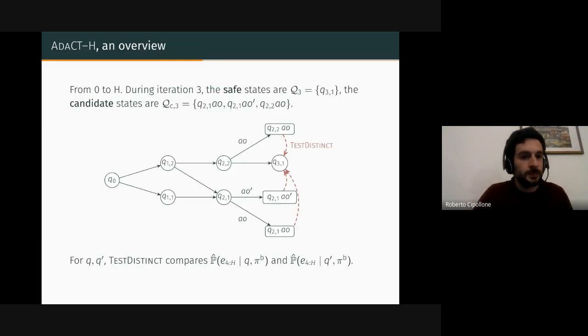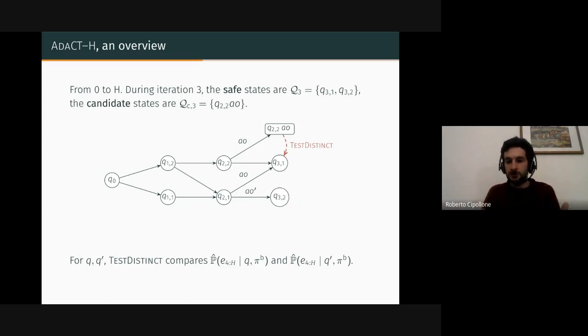Okay, let's describe how this works. Because the states are partitioned into layers, we can iterate from 0 to H, solve a layer, and then go forward to the next time step. Suppose we are in iteration 3 and we are trying to solve this layer. The circles are safe states, so these are learned and not changed anymore. But the square nodes are candidates, so they will be compared against safe states and merged or declared distinct. So basically, it's a state merging algorithm. We test this one, for example, against the only safe state in this case, or this one. If they look the same, they will be merged and we modify the transition to unify them. If they look different, they will be declared safe.